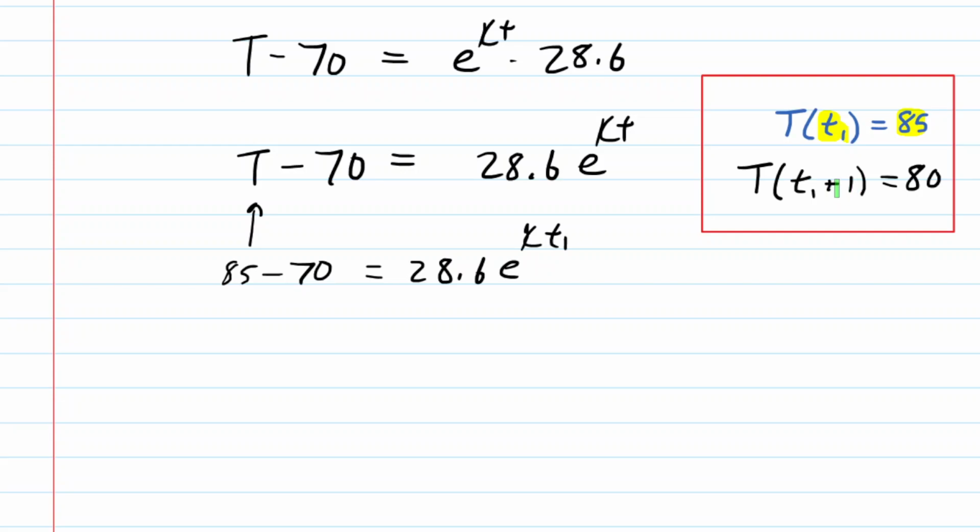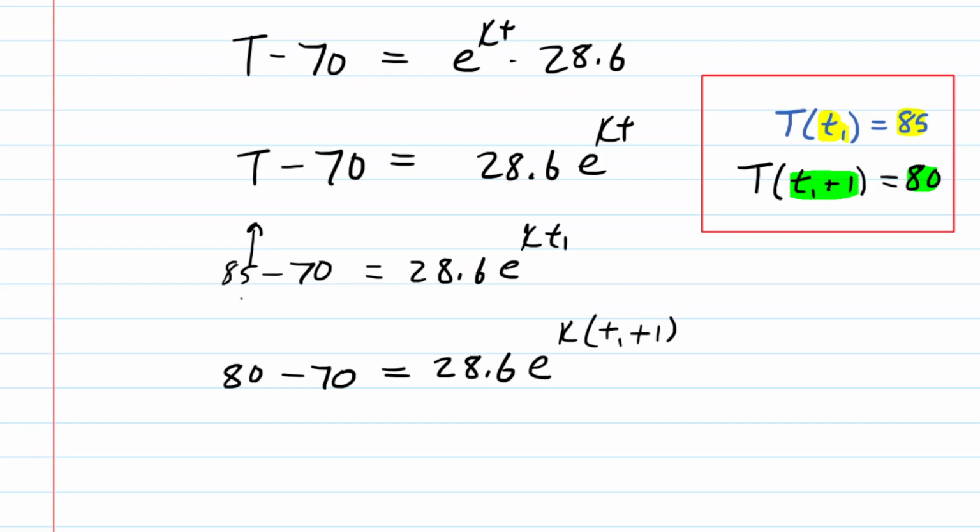And then for the other information, we have a time of T sub 1 plus 1, and then a temperature of 80. So similarly, we can write down that 80 minus 70 equals 28.6 e to the k times, and this time it's kind of funny, it's T sub 1 plus 1. Now, let's simplify these a little bit. Going back to the first equation, we have 85 minus 70, so we have 15 is equal to the right-hand side. And over here we have 10 is equal to the right-hand side.